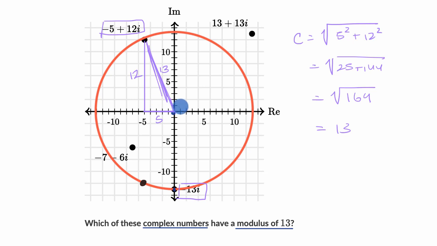Or you could go the other way around. Instead of negative 5 plus 12i, you could have 5 plus 12i. That also would have a modulus of 13. Or you could have 5 minus 12i. That also would have a modulus of 13. Now, there's an infinite number of points, any of these points on this circle, that will have a modulus of 13.